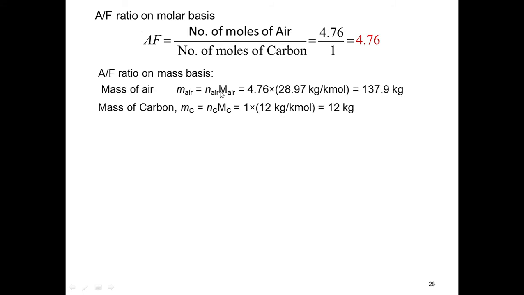Now if you go for the mass basis, you have to multiply by the molecular weights. For air, the number of moles is 4.76 and the molecular weight is 28.97, so we get 137.9 kg of air. That is the mass of air, while the mass of carbon, 1 mole of carbon, means 12 kg of carbon. So 12 kg of carbon requires 137.9 kg of air. So what is the air fuel ratio? The air fuel ratio becomes 11.5.